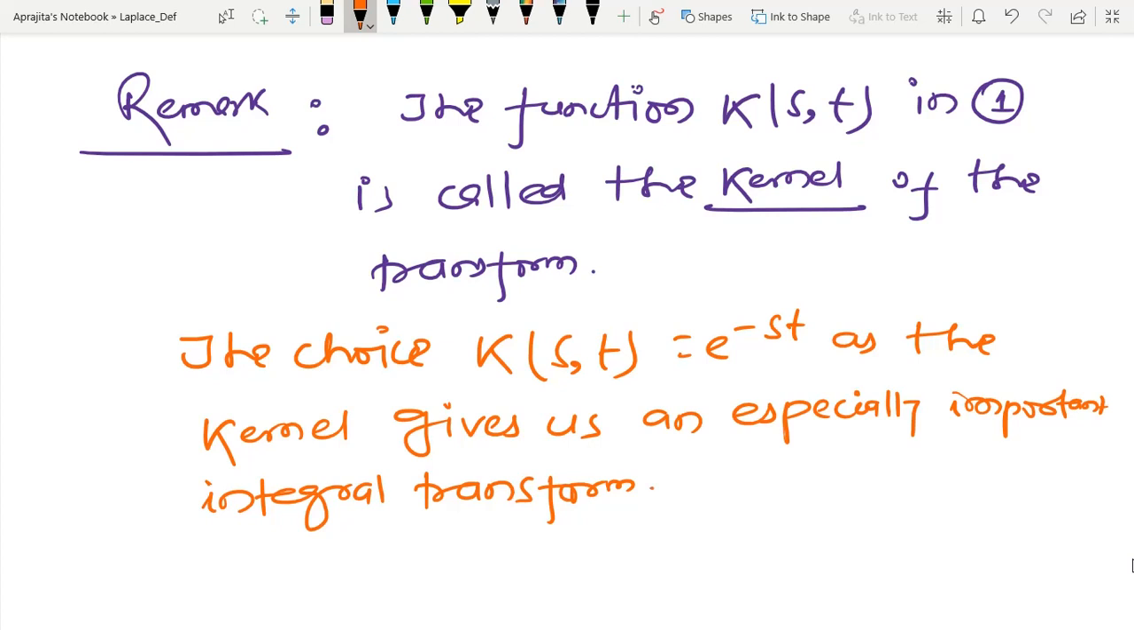So now you can see that I have selected e power minus st, and obviously you can select differently, and if you see the literature, people are selecting this kind of kernel in different ways. So perhaps now you are able to understand the idea, but now let us talk about why I have selected e power minus st. There are several beautiful properties in this selection.